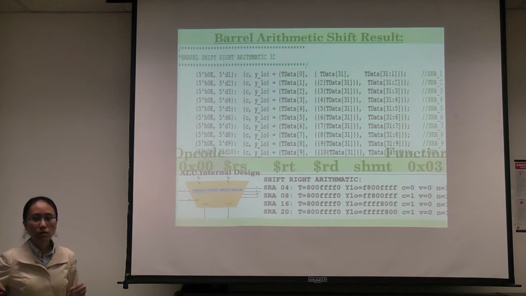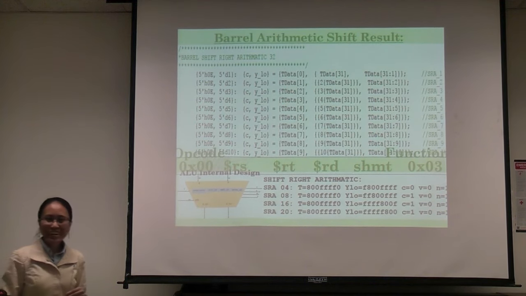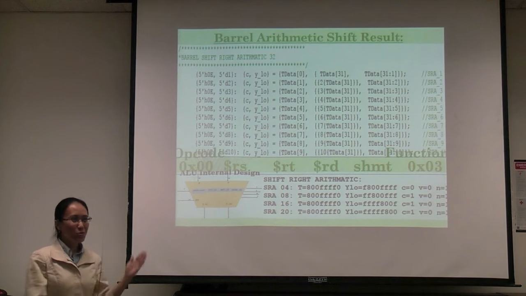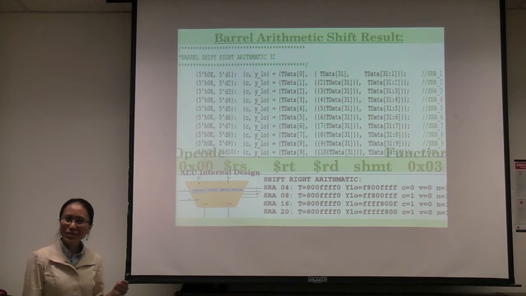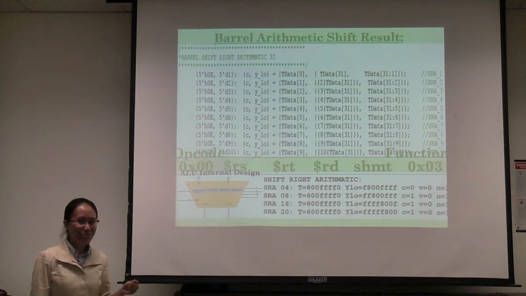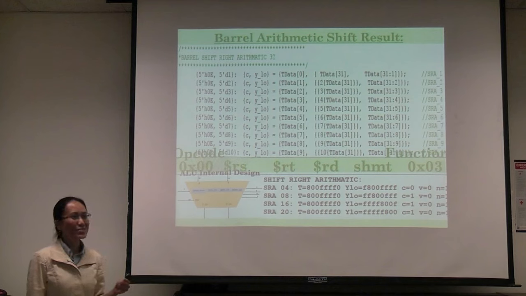What happens if the shift amount is 0? Actually, I don't have that. I just start with 1, 2, 3, 4, 5. But what would happen if it was 0? Because it's possible that the instruction would pass you a 0. I didn't actually test it. Probably it just goes to 1. I just assume. Is that your default?